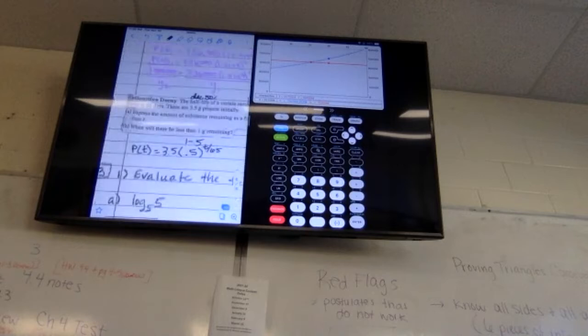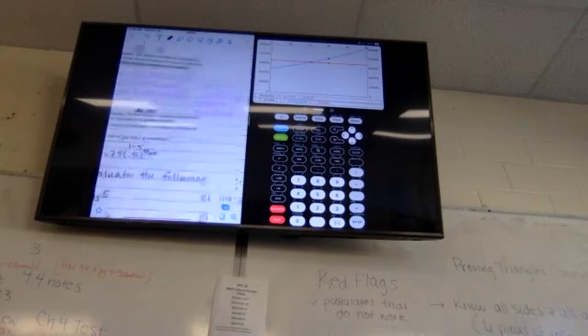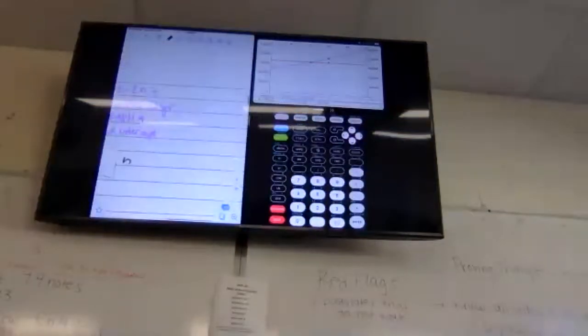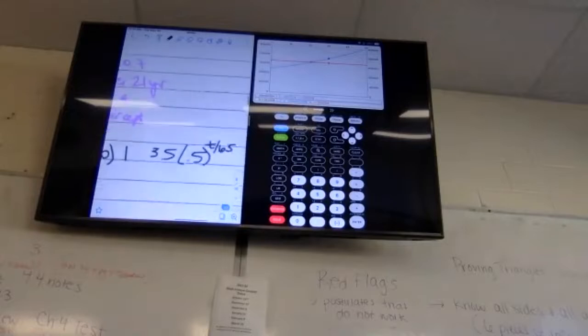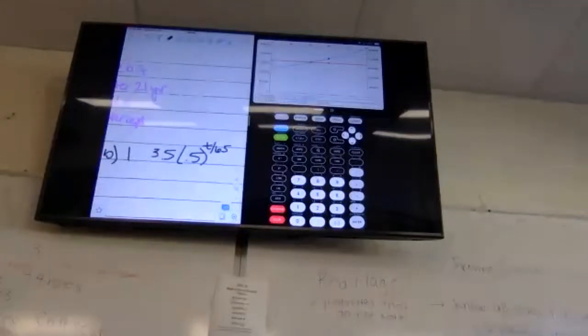Okay. Letter B says, when will there be less than 1 gram remaining? Where does the 1 go? Good, P of t. It says, when will there be less than? What inequality sign am I going to put in between those? When will the quantity that I have be less than 1 gram?